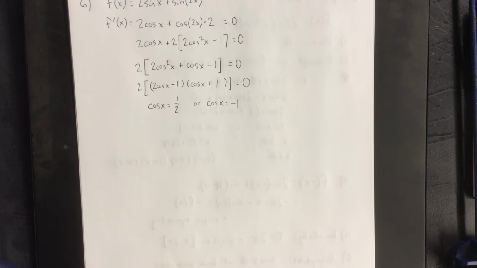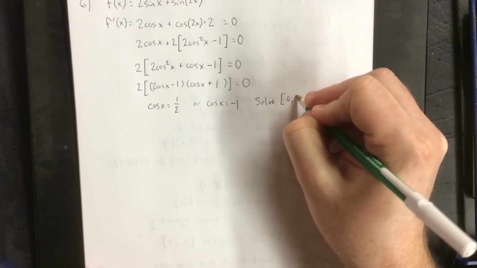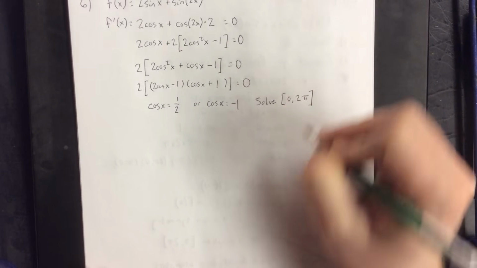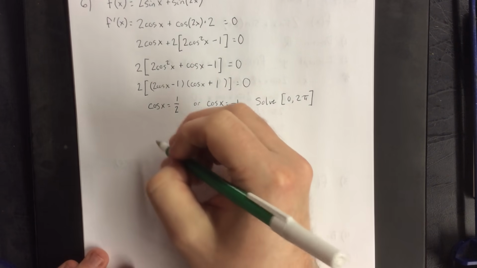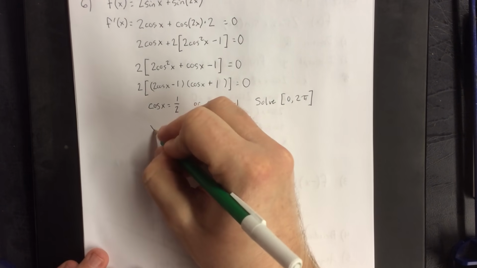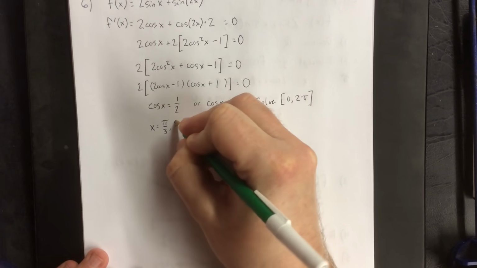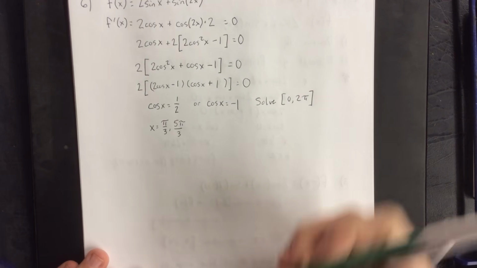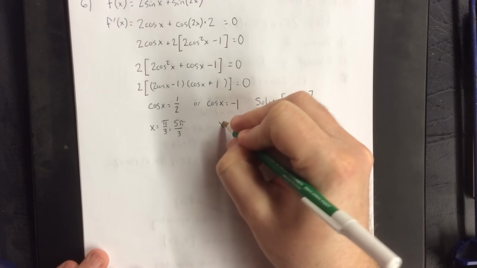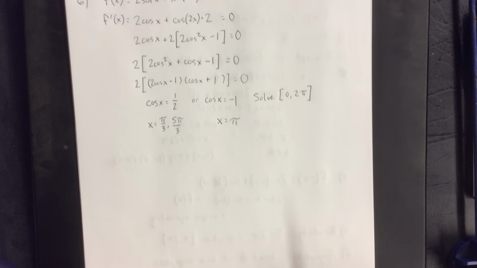Now, because of the periodicity, the only critical numbers that I'm looking for are going to be on the interval from 0 to 2 pi. Then we'll be able to repeat this pattern, whatever we happen to get. So cosine of x is equal to positive 1/2 once in quadrant 1 on the unit circle, and once in quadrant 4 on the unit circle. That'll be at pi over 3 and 5 pi over 3. This one happens to occur at x equals pi. We had already referenced that one.